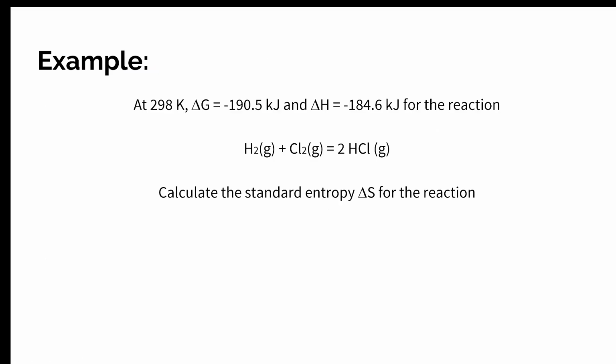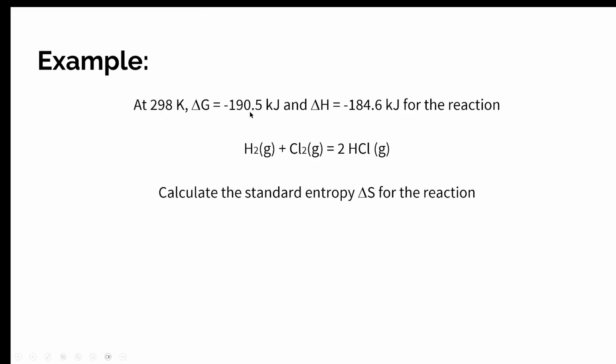All right, so let's take a look at a practice problem using the Gibbs free energy equation. This problem reads that at 298 Kelvin, the delta G is going to be negative 190.5 kilojoules. Let's just pause and talk about this unit right here. If you've never seen kilojoules, joules is basically just a unit of energy. So that's the unit that we're going to use to measure the energy.